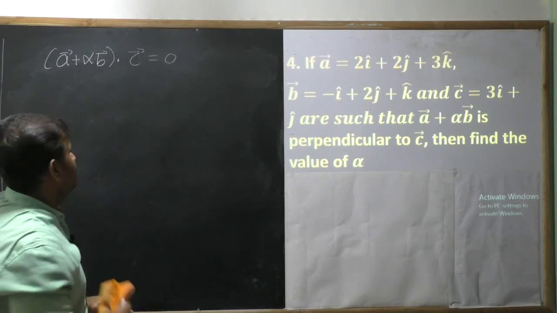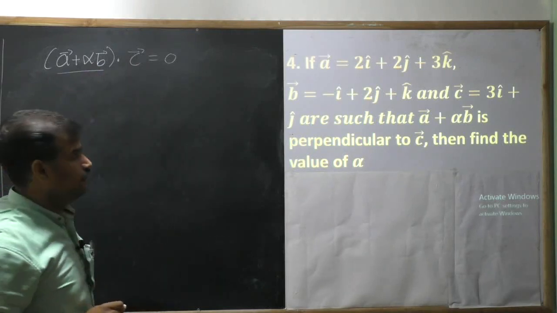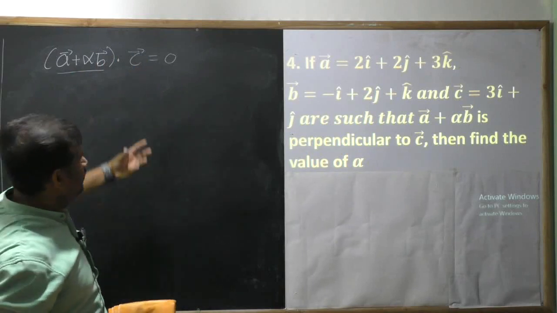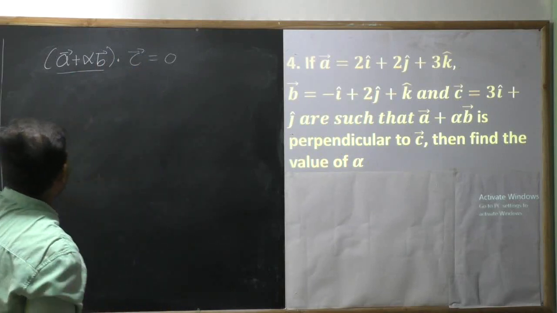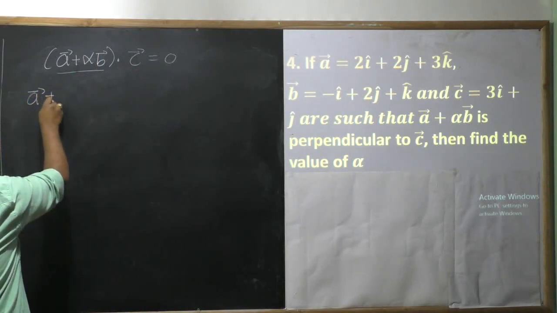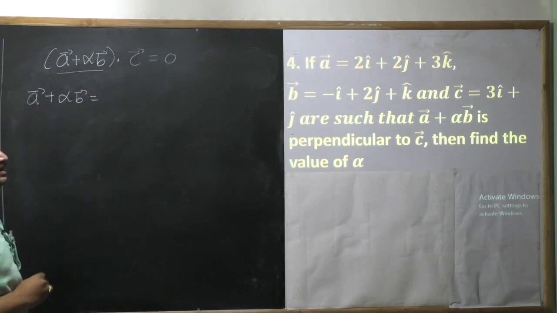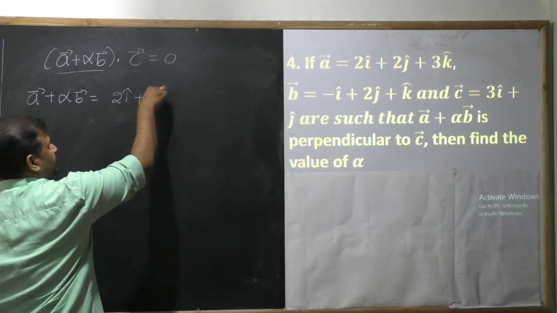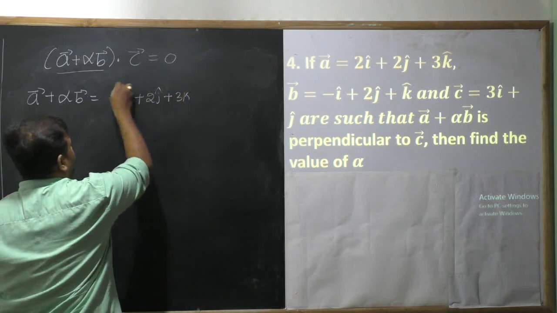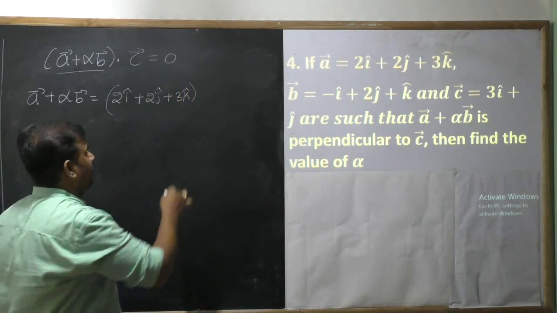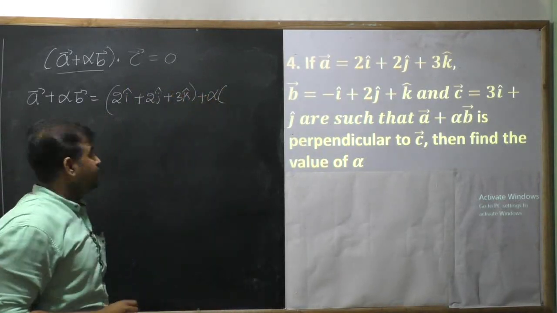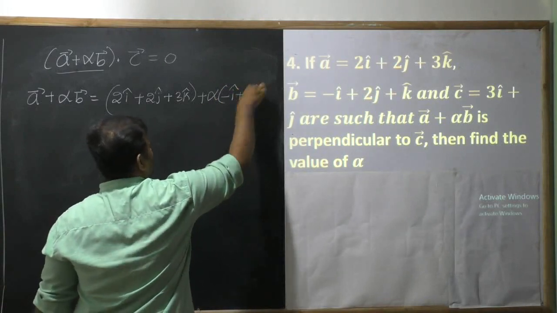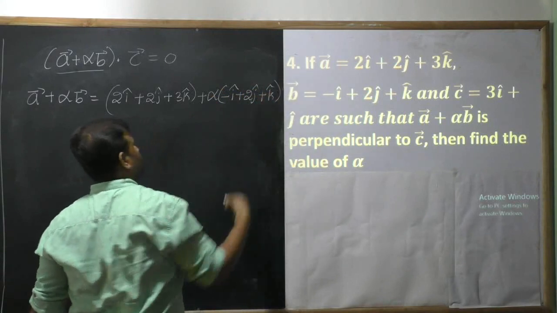So I got the condition. The next job is to find what is vector a plus alpha into vector b, and then its dot with c. If we simplify, finally we get the value of alpha. So first, vector a plus alpha into vector b. Vector a is given as 2i cap plus 2j cap plus 3k cap. Vector b is minus i cap plus 2j cap plus k cap.